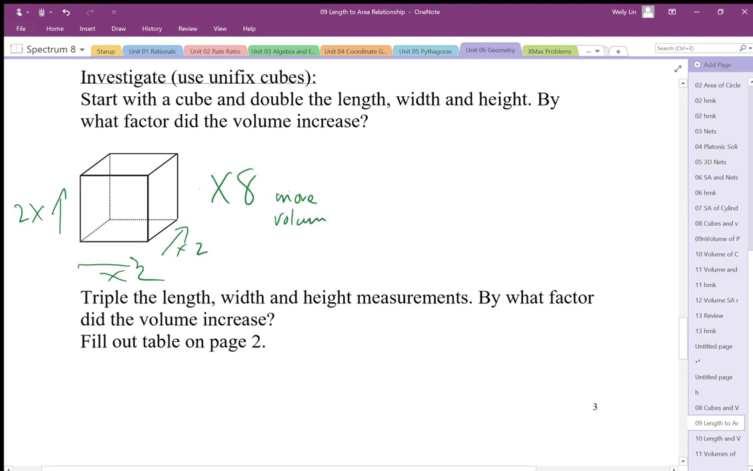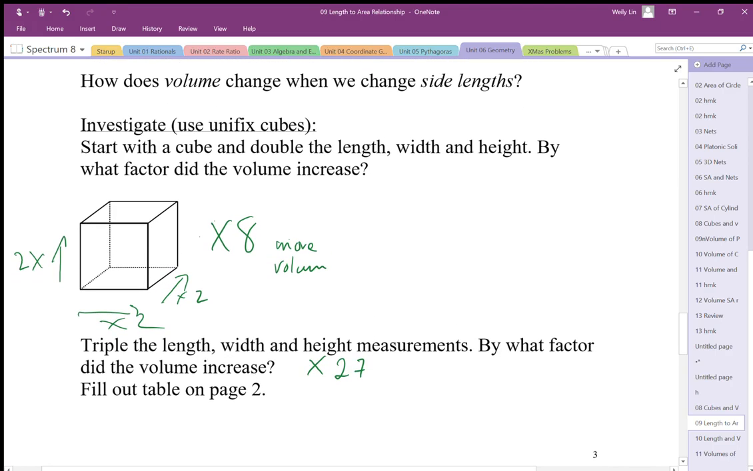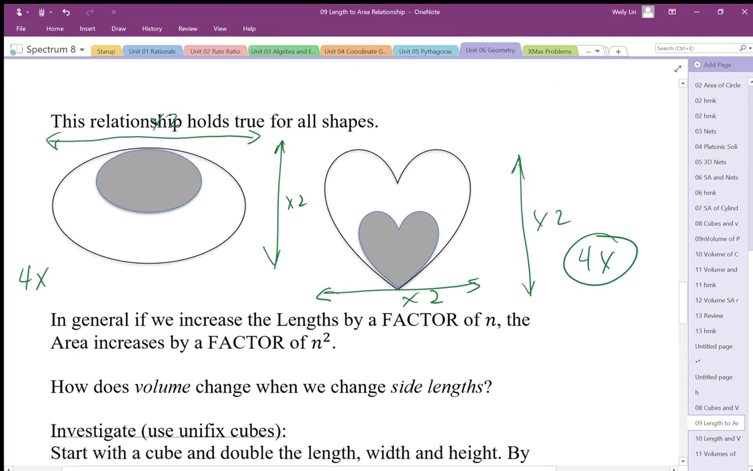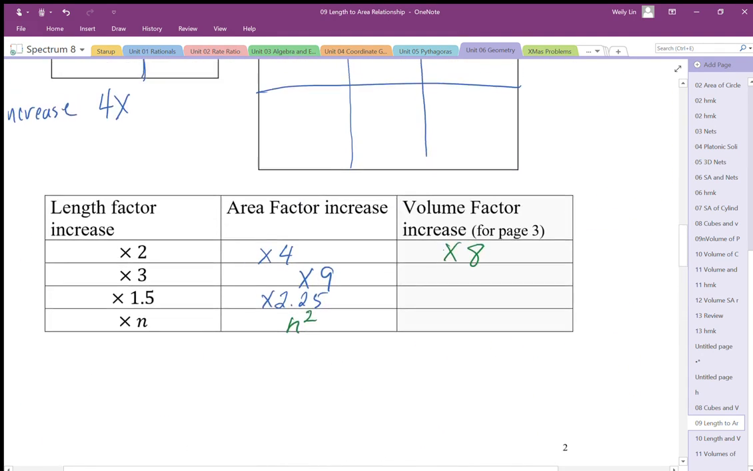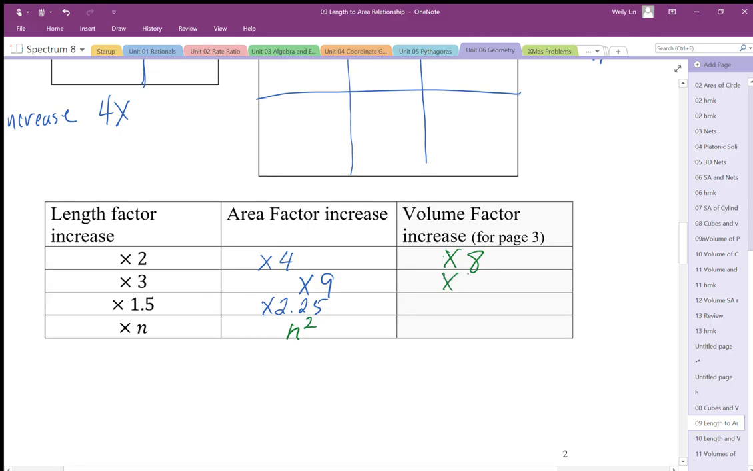So if we triple the length, width, and height measurements, so if I go from 1 cube to a 3 by 3 by 3 cube, by what factor did the volume increase? Well, I started with 1 cube, but a 3 by 3 by 3 cube is going to end up with 27 cubes. Okay, so we're going to increase by a factor of 27. Or in other words, I'm going to have 3 times longer, 3 times wider, 3 times deeper, or 27 times more volume. Okay, so if I go to my table here, I'm going to have times by 27.